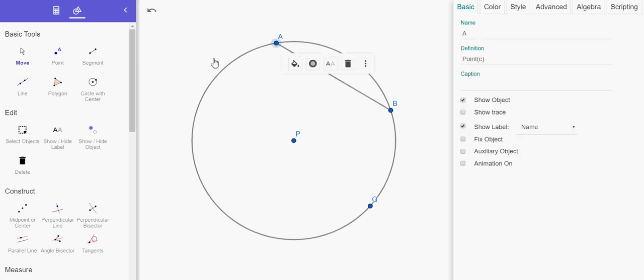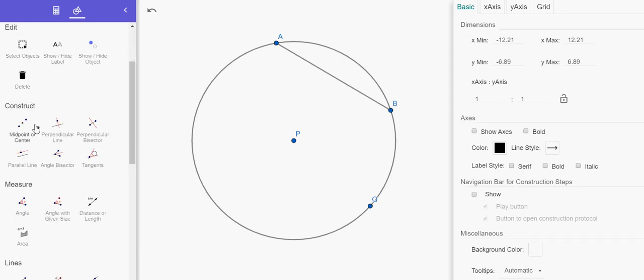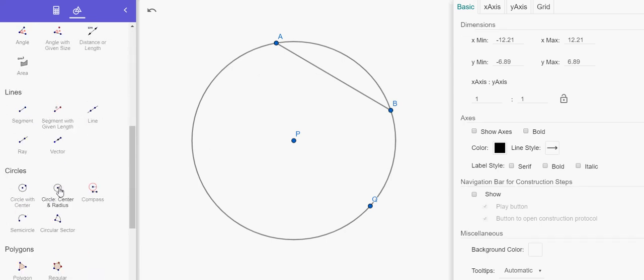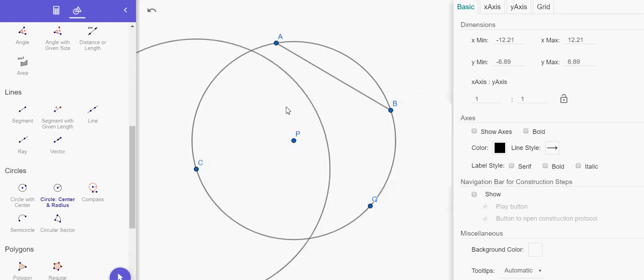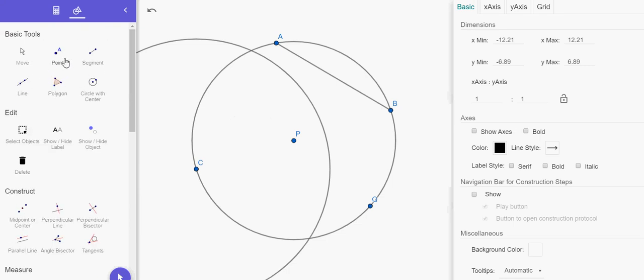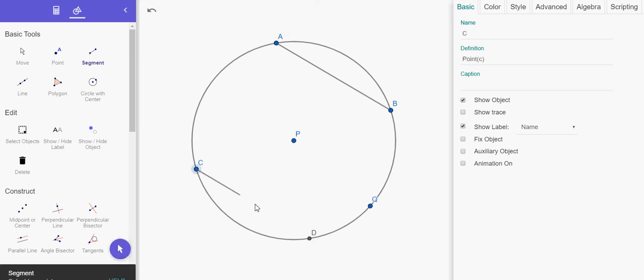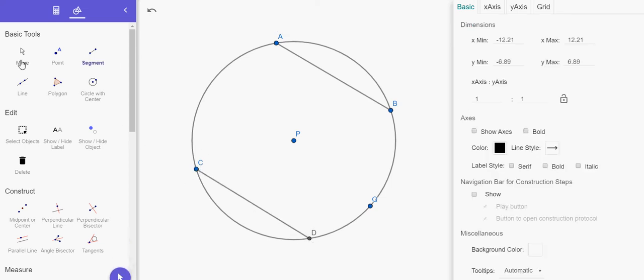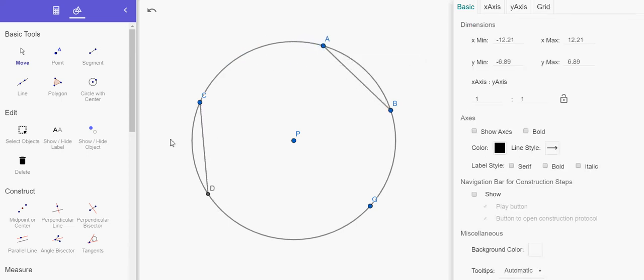So I have this chord. I'm going to construct a congruent chord to this also on this circle. Here I'm going to construct a circle with center and radius. I'm going to put the center here, and I happen to know that the segment AB has a length F. That gives me this circle, and I'm going to put a point here, point D. Then I'm going to hide this circle, and now I can construct this segment. This chord right here, CD, is congruent to chord AB because these are constructed to have the same length.